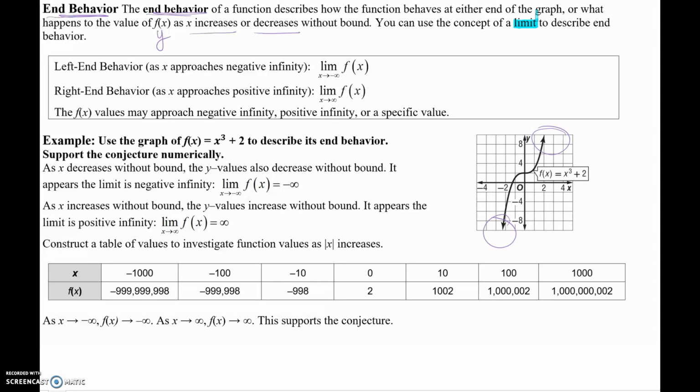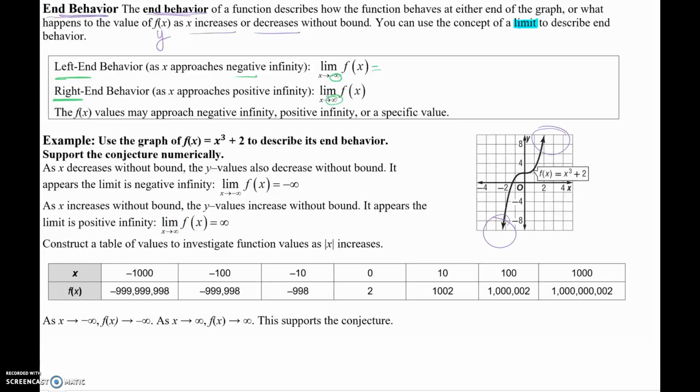So a limit is just going to say, we don't know exactly what's happening, but as we get closer and closer and closer, this is what should be happening. So we have left end behavior. So that's just looking as we go to the left, or as x approaches negative infinity. So you'll notice right here there's a negative infinity. So this whole thing right here is just saying as x approaches negative infinity, f of x, we don't know. So then right end, same idea, but positive infinity.